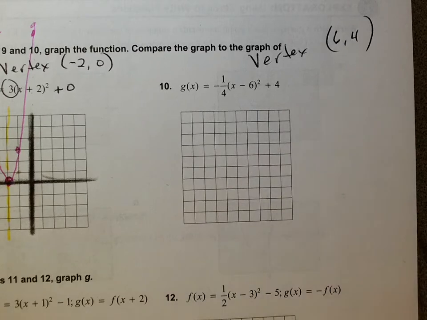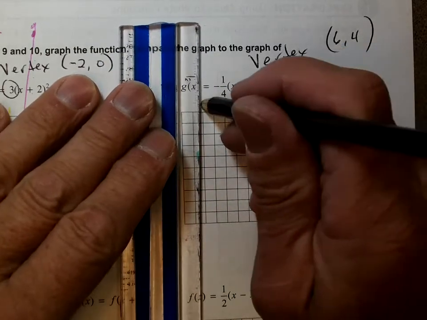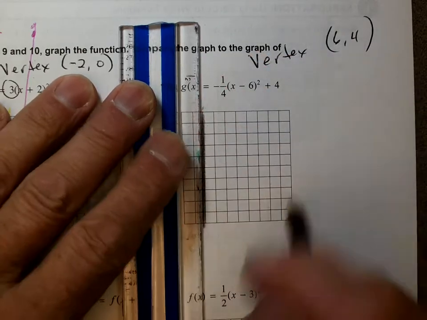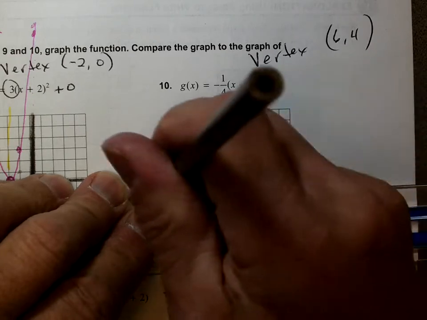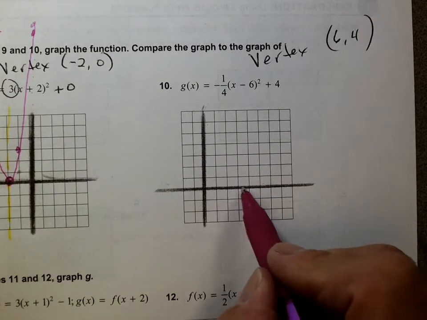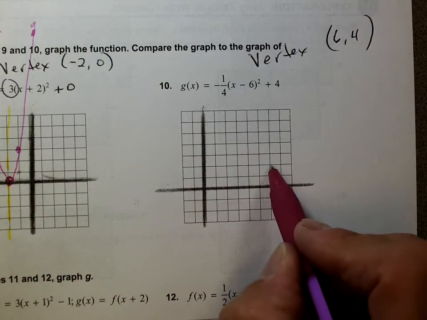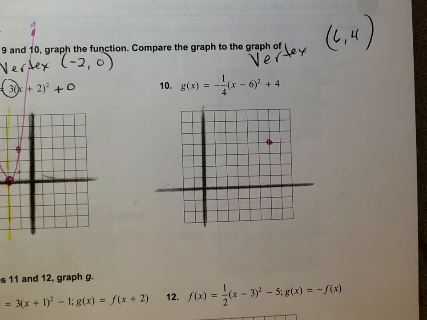So, all right, let's see, (6, 4). I'm going to put my axes over here because I know (6, 4) is way over there. So I'm going to kind of make it this way so (6, 4) will fit on my graph, okay? And I'm going to go 1, 2, 3, 4, 5, 6, 1, 2, 3, 4. And there's my vertex, right?